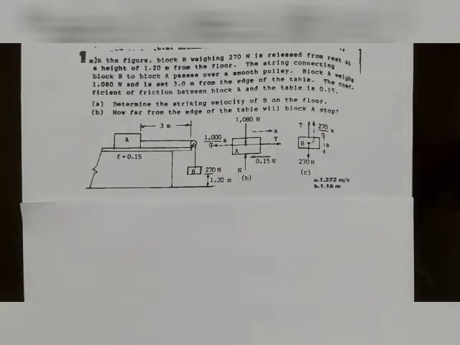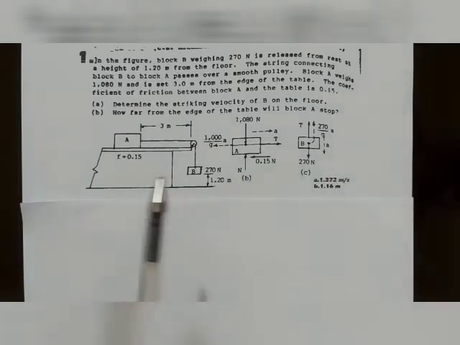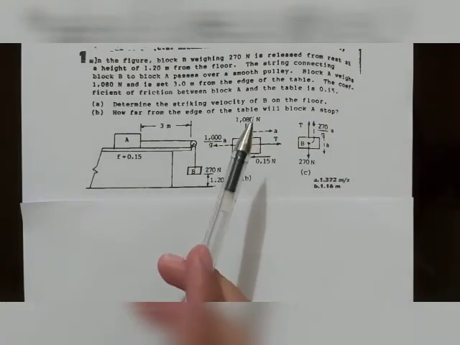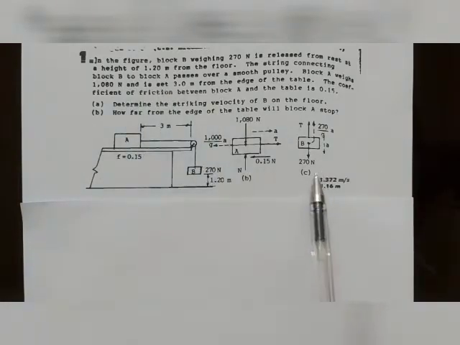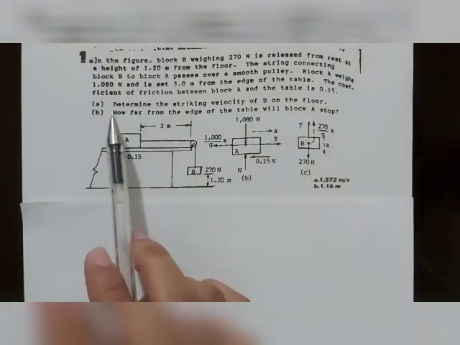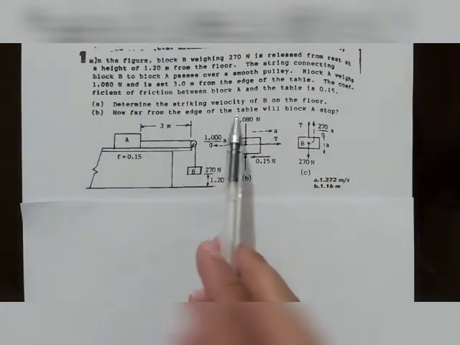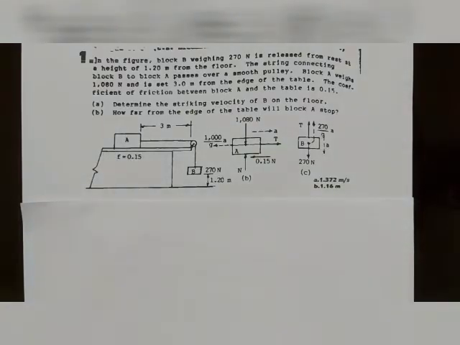Okay, so problem 1. In the figure, block P, weighing 270 Newton, is released from rest at a height of 1.20 meters from the floor. The string connecting block P to block A passes over a smooth pulley. Block A weighs 1080 Newton and is set 3 meters from the edge of the table. The coefficient of friction between block A and the table is 0.15.